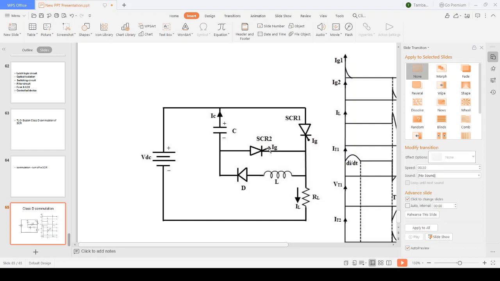Now the SCR2 gets turned on in order to charge the commutating capacitor C. When this SCR2 gets turned on, what will happen? It will charge the capacitor C, with polarity plus and minus as shown in the diagram. As capacitor C gets charged, SCR2 will turn off due to lack of current, and it will get commutated naturally.